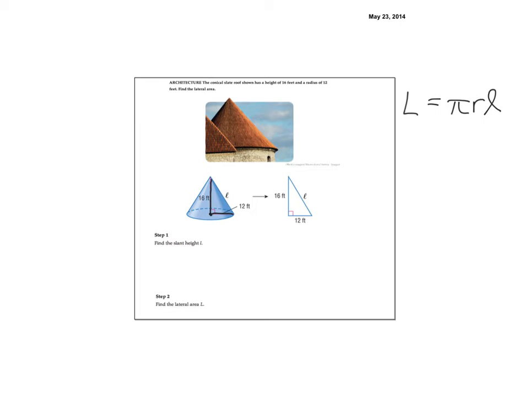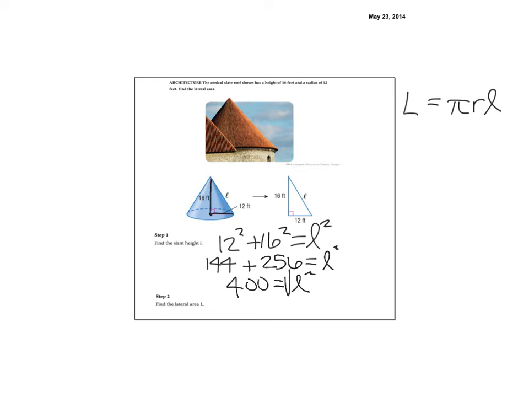So we need to find that, and we can do that using the Pythagorean theorem. So I have 12 squared plus 16 squared equals L squared, or my slant height squared. I'm just going to go through and solve this. So I get 144 plus 256 equals L squared. I add those together, it'll give me 400, and then I'm going to take the square root of both sides. So I get that my slant height is 20.